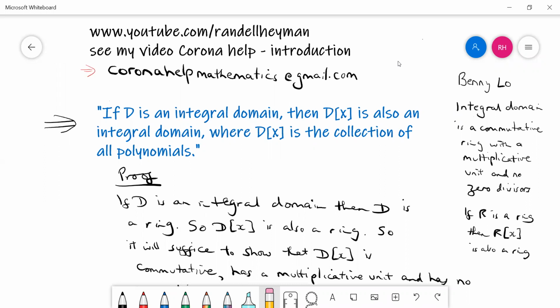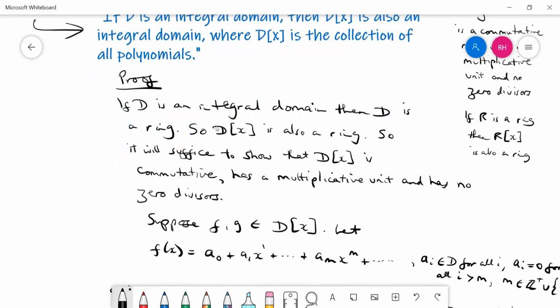Okay, so this is part 2, where we're answering this here. Well, we're proving this. This is for Benny Lowe in California. Okay, so what we did was, just to recap, we said that if D is an integral domain, then D[x] is a ring.